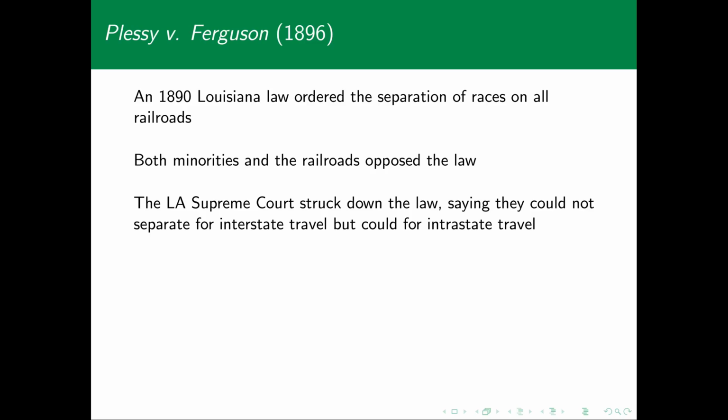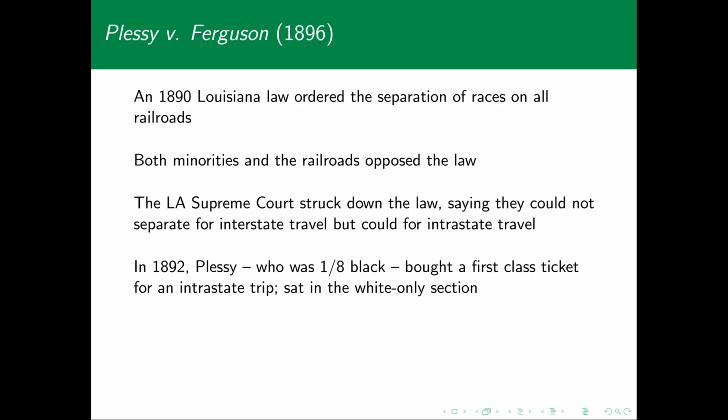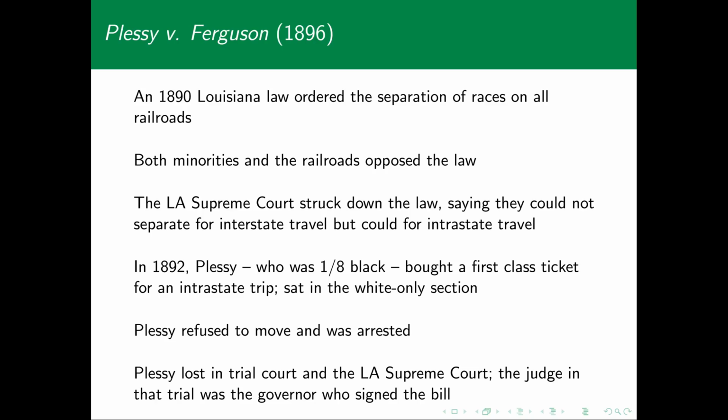In 1892, Homer Plessy, who was an eighth black, but at the time considered fully black, bought a first-class ticket for an intrastate trip, so only within Louisiana, and he sat in the whites-only section. He refused to move and was arrested. He knew this was going to happen. He lost in trial court, and then he lost in the Louisiana Supreme Court. And how's this for sort of coincidences? The judge in the trial was the governor who signed the bill, so maybe a little conflict of interest there.